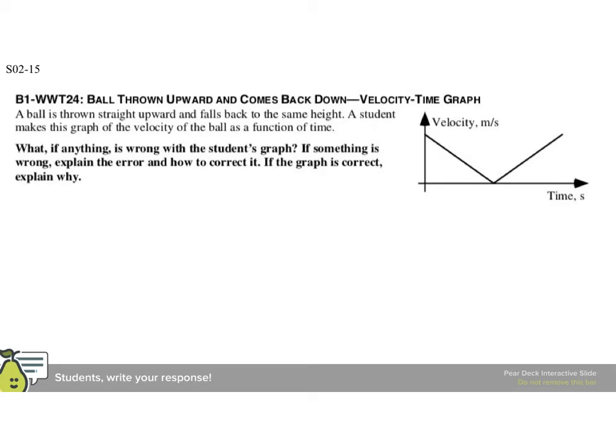So freeze the video, take a moment in your head, work out an argument, and then we'll go over it together. All right, this student's graph is incorrect.